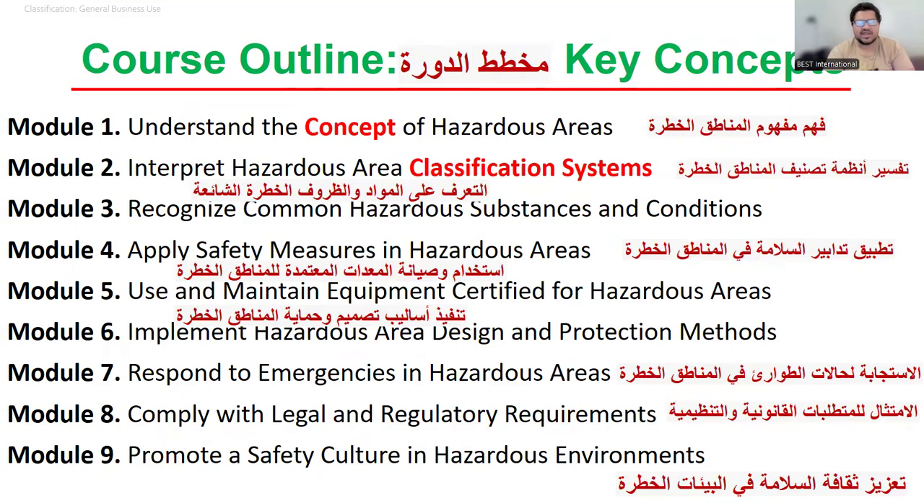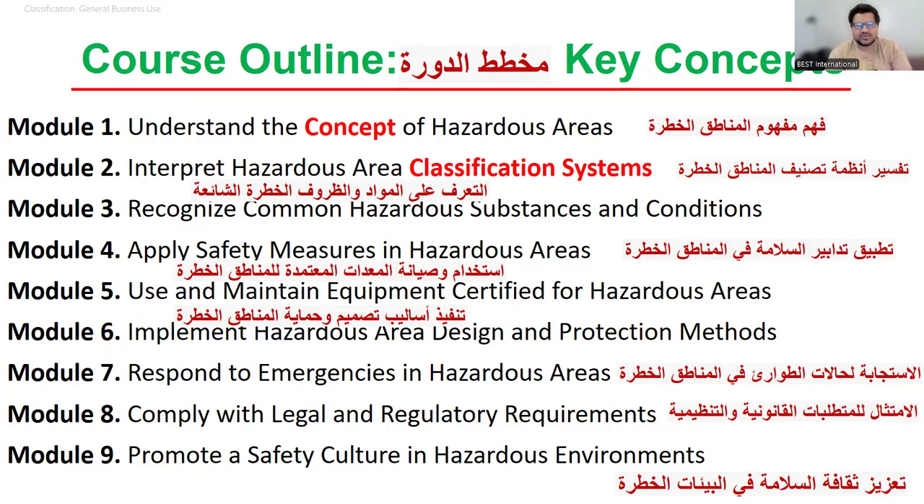There are basically 9 modules which we're going to discuss one by one, especially understanding the concept of hazardous areas, including the classification systems, and we'll see how we recognize hazardous substances and conditions. In module number 4, we'll learn safety measures in hazardous areas. Similarly, module number 5 will talk about how we make sure that we only use certified equipment, especially in hazardous areas, either zone 0, 1, 2, or zones 20, 21, and 22 related to combustible gases or combustible dust.